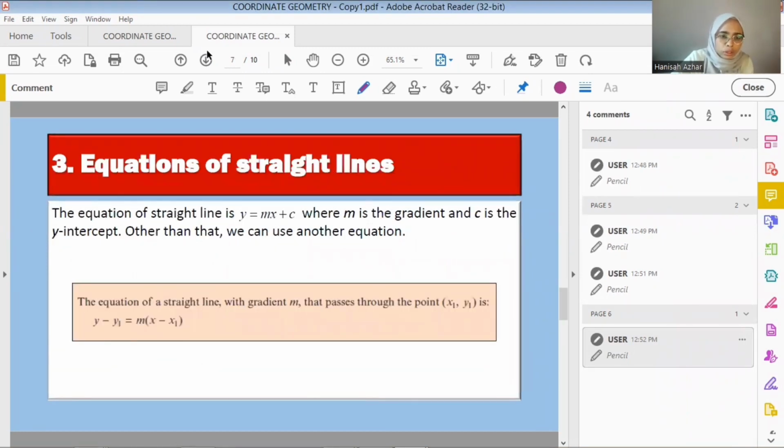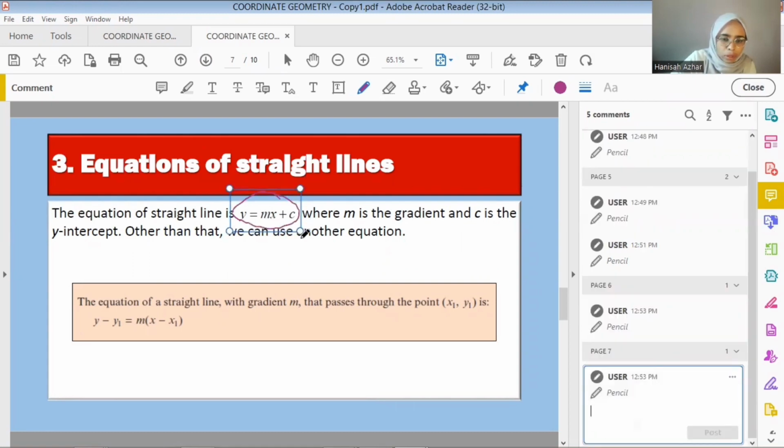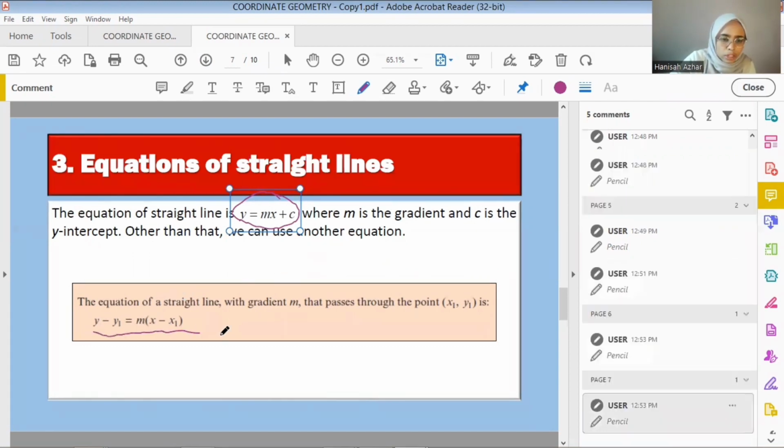Okay, the third subtopic is equations of straight lines. The equation of a straight line is y equals mx plus c, where m is the gradient and c is the y-intercept. We can use the formula y equals mx plus c. Other than that, we can also use another equation, which is y minus y1 equals m(x minus x1), when we already have the gradient.